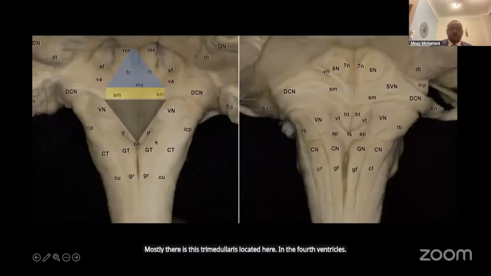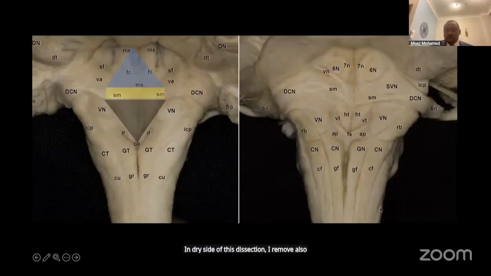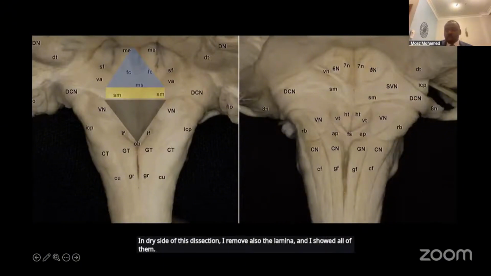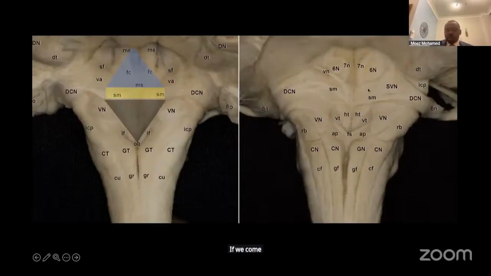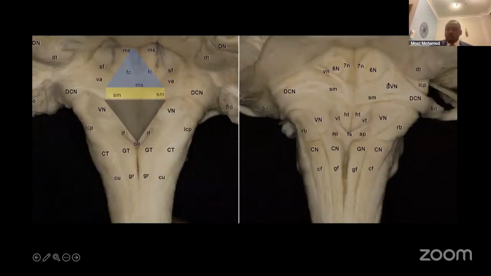On the lateral border, we have the gracile tubercle here. We have the vestibular nuclei here. On the right side of this dissection, I also removed the lamina, and I showed all of them. If we go from up downward, we will see first the facial colliculus. I showed here the seventh cranial nerve going around the sixth nucleus, the abducens nucleus here. Also, I showed here the superior vestibular nucleus.